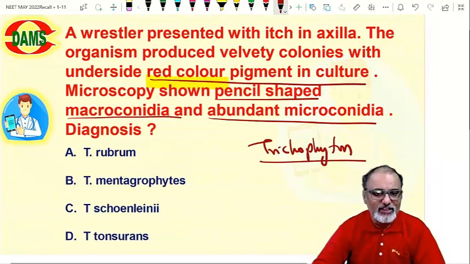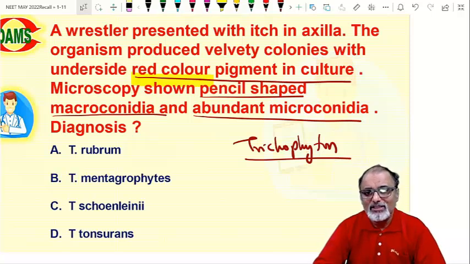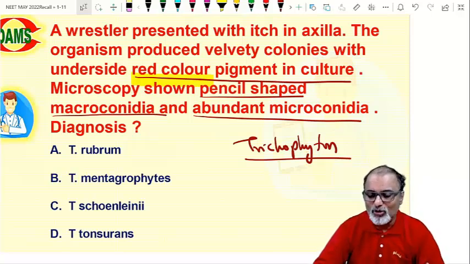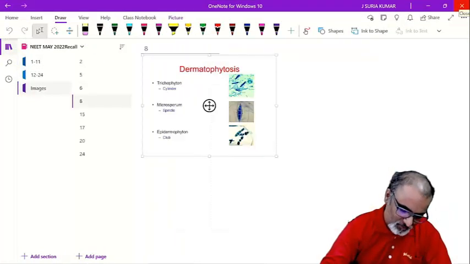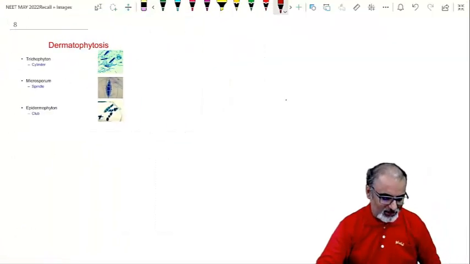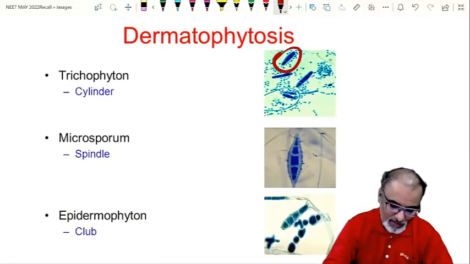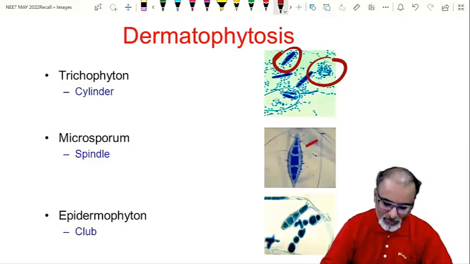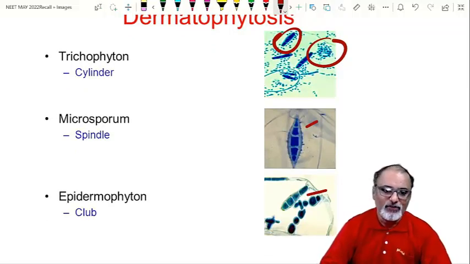It's a dermatophyte, Trichophyton. All Trichophyton have pencil-shaped macroconidia and a lot of microconidia. Microsporum has spindle-shaped macroconidia, whereas Epidermophyton has no microconidia, only club-shaped macroconidia. See this image, you remember this image from my class. Yes or no? Pencil shape or cylinder shape macro, a lot of microconidia. Here spindle shape macro. Here no micro, only club-shaped macroconidia for Epidermophyton.